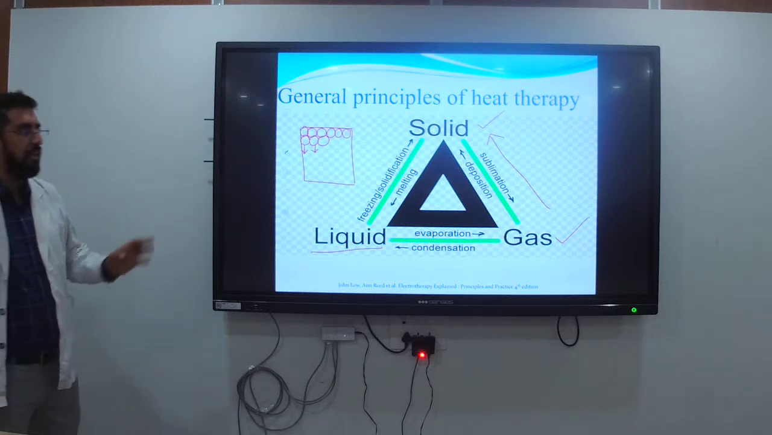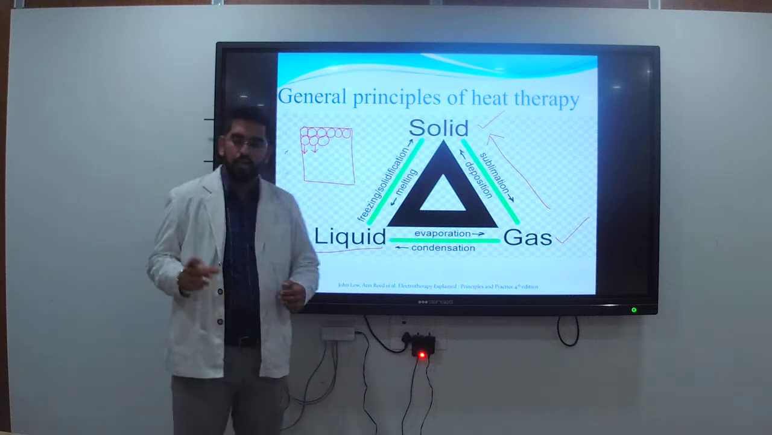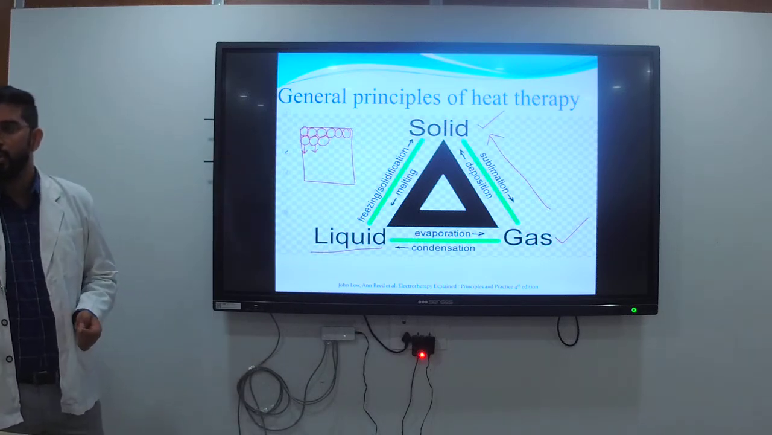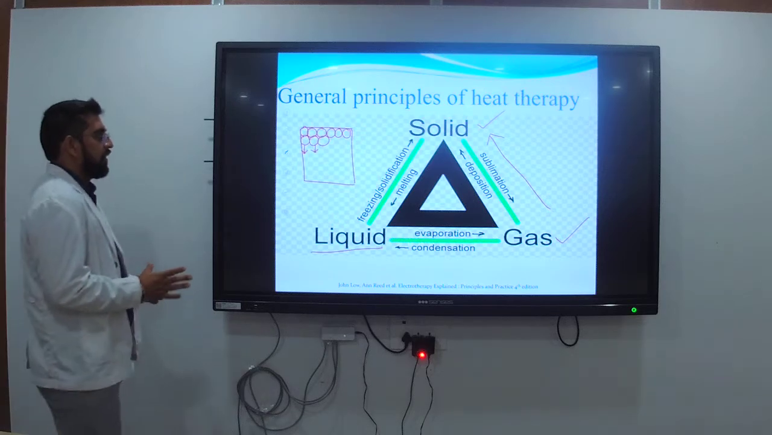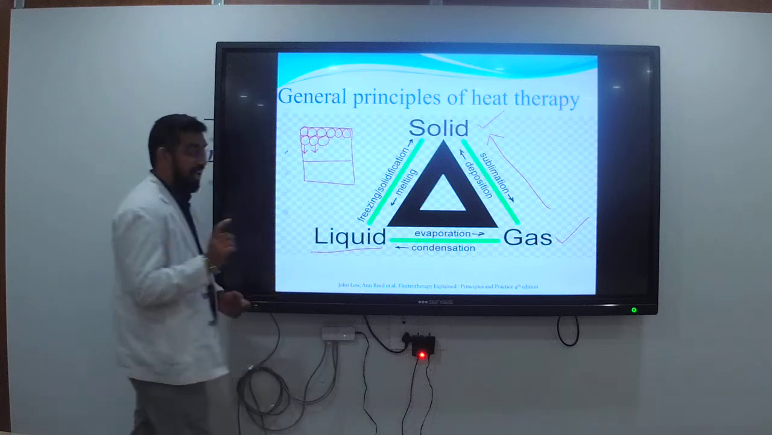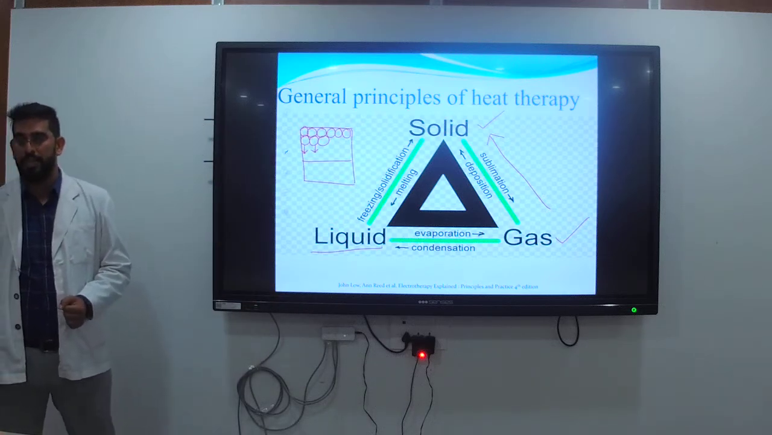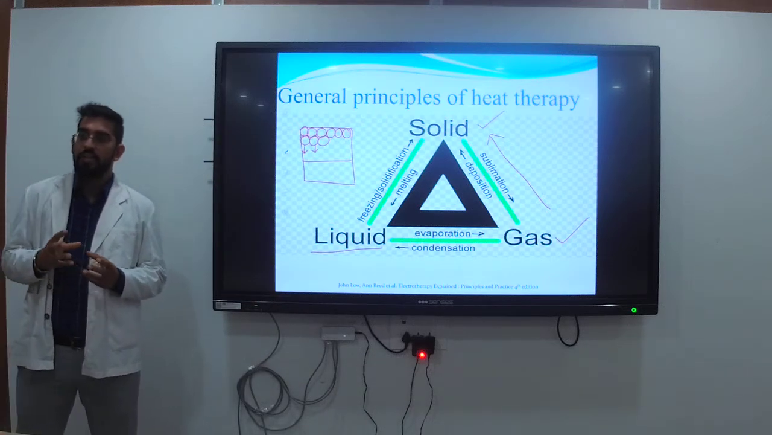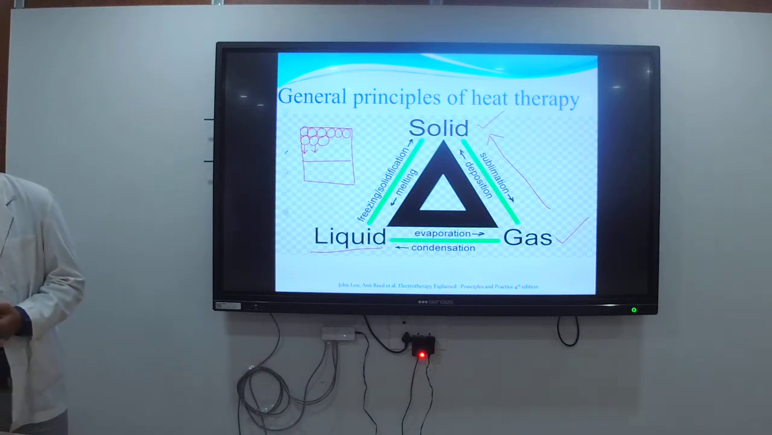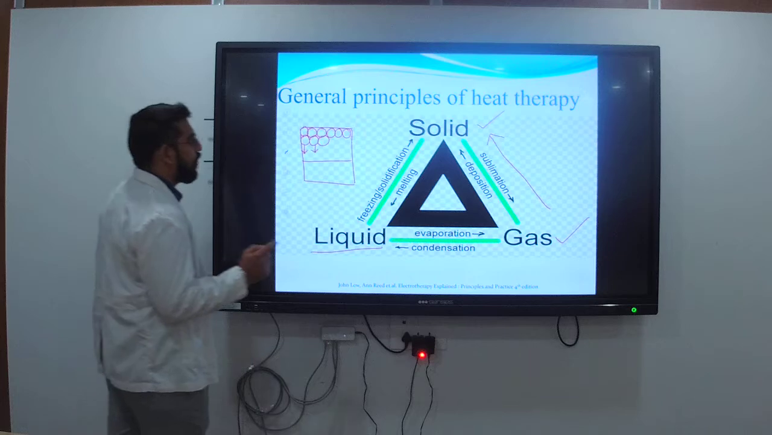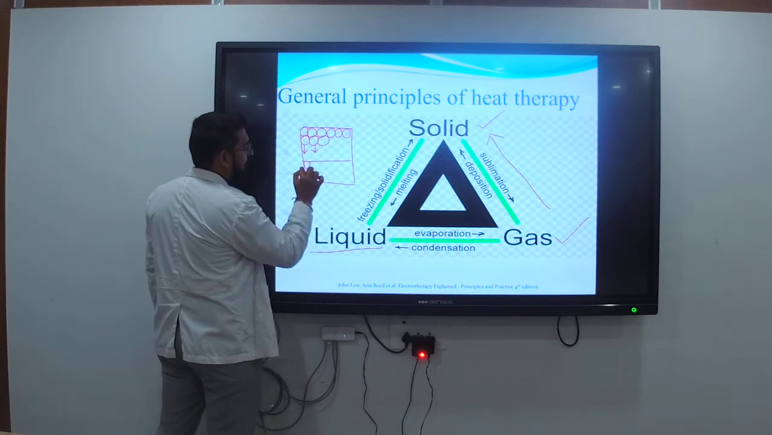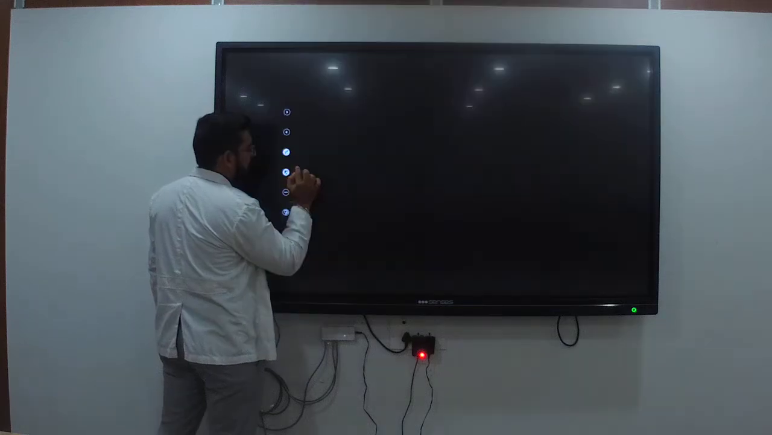They do not have any space to move. The moment we start increasing the temperature, if the object has the tendency to elongate with increase in temperature, what will happen? These molecules will start moving, and this object will start elongating.